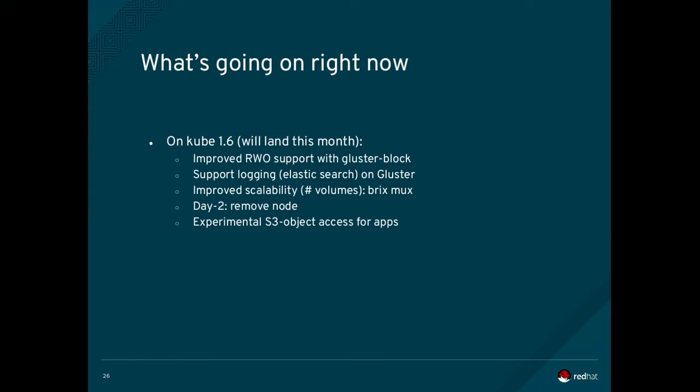Support for logging, like Elasticsearch stored on Gluster. Still improving scalability with what we call, I misspelled it, brick multiplexing in Gluster. We also have support for removing a node and experimental S3 object access, because some of those web applications just like to use S3 access to objects. So this is what's going on right now and will be released soon.